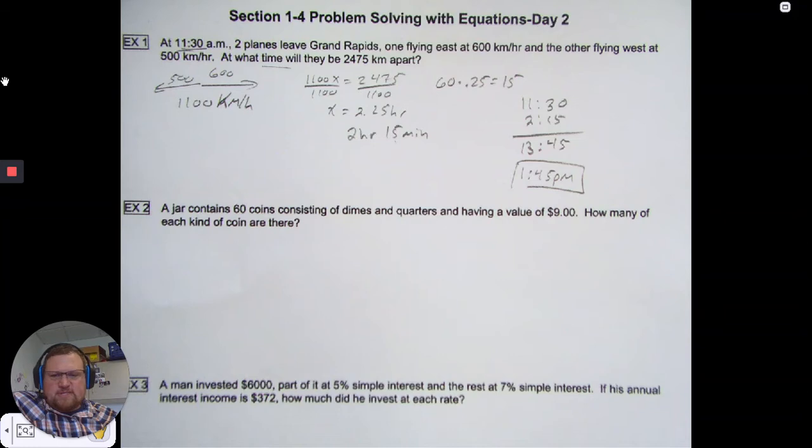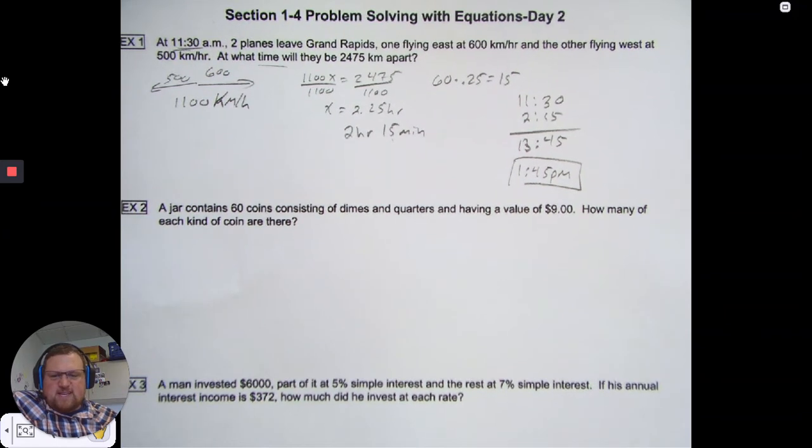Example number 2 looks at a jar that contains 60 coins. It only has dimes and quarters, and their total value has to be $9. So we're looking at how many of each kind of coin there are.